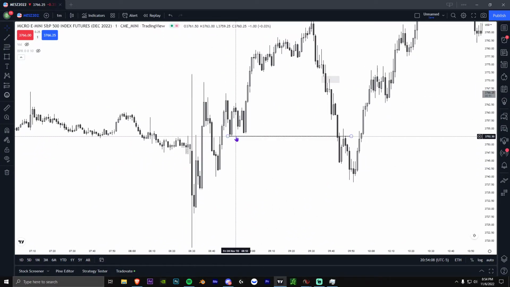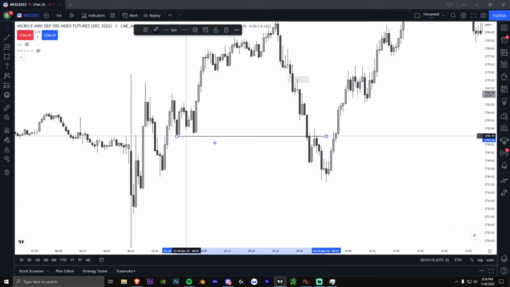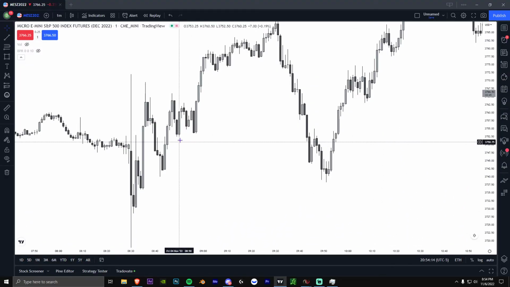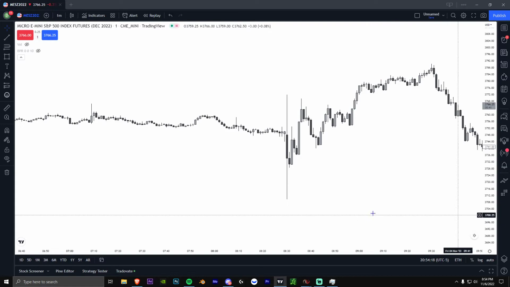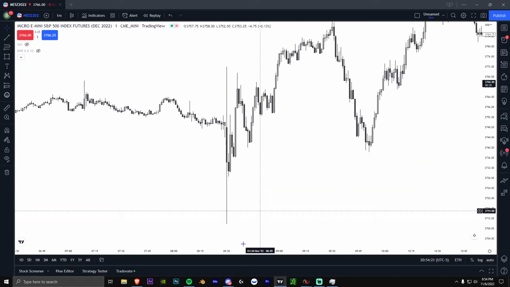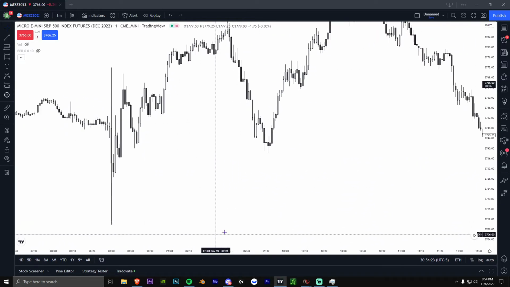So again, these are lined up to the cent. Usually I like to look for ones matched up to the cent. I usually look for the wicks on the equal lows. But yeah, so I'm probably just going to end this here. There's not much else to talk about.